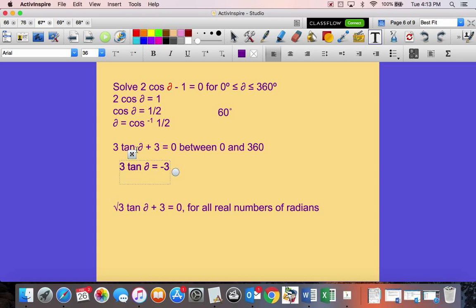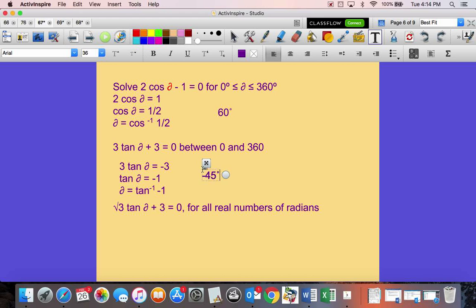And then we would divide by 3. So tangent theta equals negative 1. And then you got to get theta by itself. So theta equals tangent inverse of negative 1. All right, and if you throw that in the calculator, we get an answer of what my calculator says is negative 45 degrees.